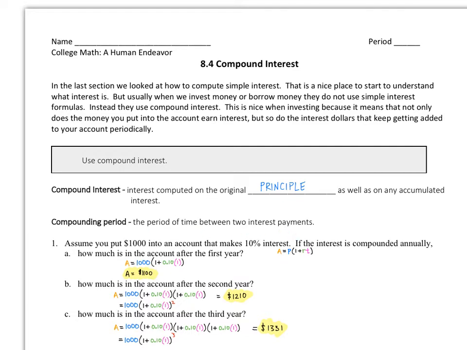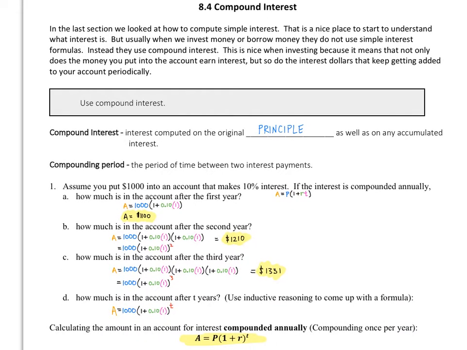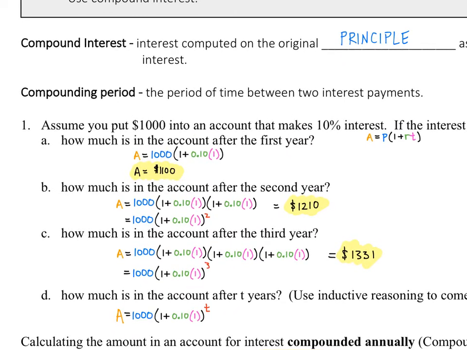All right, so let's walk through this example really quickly. Suppose you put $1,000 into an account that makes 10% interest. If the interest is compounded annually, how much is in the account after the first year? We're just going to use that simple interest formula, okay? Remember, simple interest is the future value equal to the principal times 1 plus the rate times time. In this case, our principal is 1,000, our rate is 0.10, and our time is 1. So after the first year, we have $1,100 in the account.